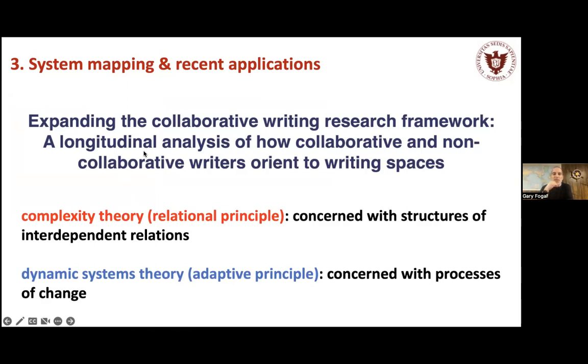What we'll see is a series of system maps collected at different points in a semester to see how structures of relations changed over time. So as the title of the paper suggests, I was looking at how writers in two different conditions, those writing collaboratively and those not, interpreted the writing space they were engaged with.